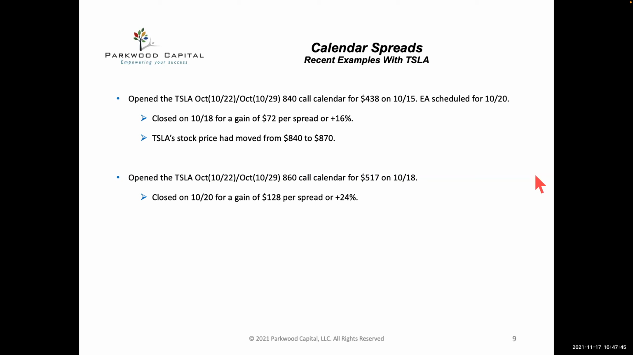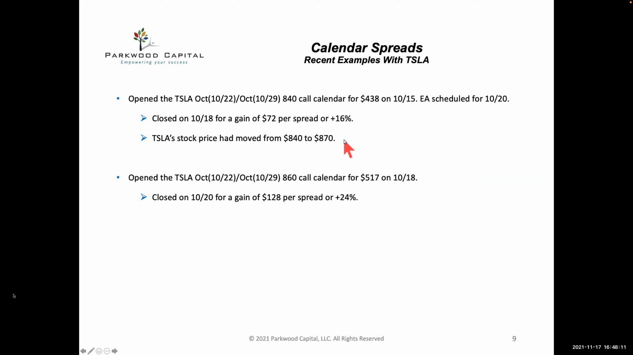Now, in this case, we were forced out of it earlier. We would have liked to have gone right up to the 10/20 and closed it that day, because you typically get a lot of increase in volatility even in that last day. But we couldn't, because the stock price had gone from 840 when we started to 870. So in other words, it was pressing up on the upper end of our break-even range for our spread. And so we closed it out for a 16% gain.